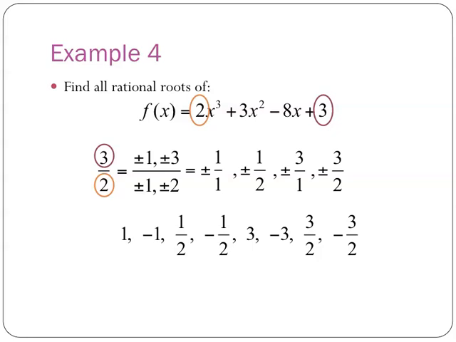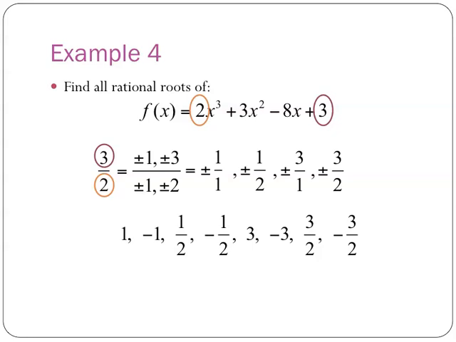Now you can check to see which of these are actually roots. So these are all the possible rational roots. So what this means is that if this polynomial has rational roots, all of them are somewhere on this list. But not all of these that are on the list are actually rational roots. So we have to determine which of these are actually roots.